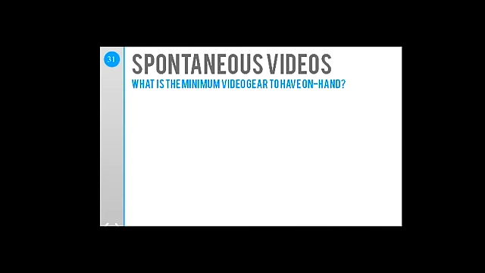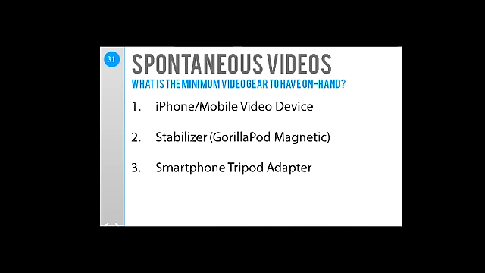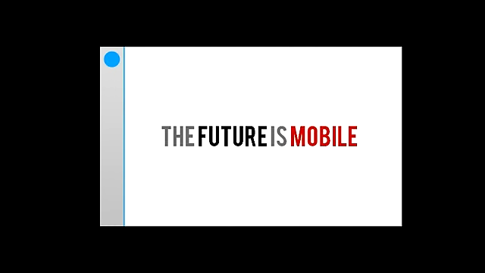So in order to do these things, what do you need to take with you? There's really just a few things that I take with me. I take, obviously, my iPhone or mobile device, some type of stabilizer, and I found that the GorillaPod, the magnetic version, is the best one for me to take with me. Then you need a tripod adapter and a microphone. If you need an adapter, bring that too. But that's really all there is to creating business videos, really all there is to mobile video production.